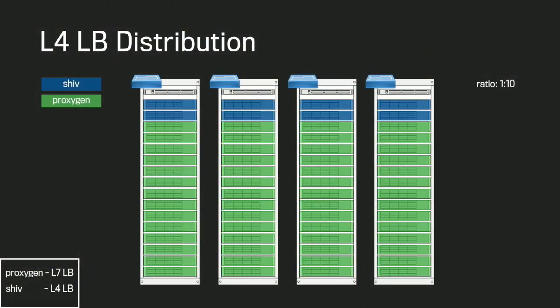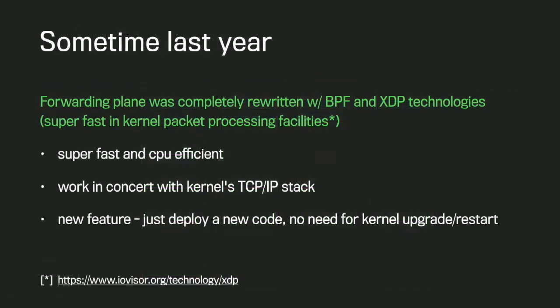And because of all these limitations, we were forced to run Shiv on dedicated boxes inside our edge network. The rough number is something like Shiv was running on 10% of the servers inside the edge cluster, and the rest was Proxygen. So sometime last year, we decided to completely rewrite our forwarding plane, and we started to use BPF and XDP technologies. BPF is an in-kernel virtual machine, and XDP is a super fast packet processing facility.